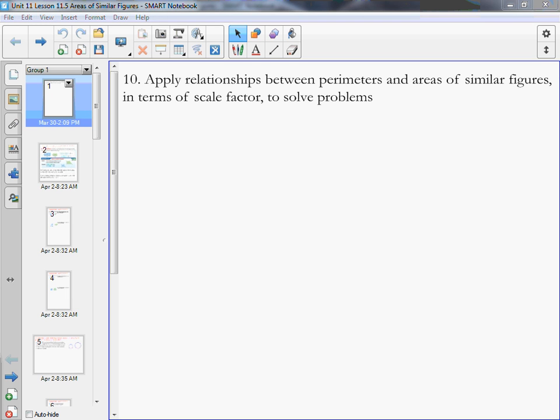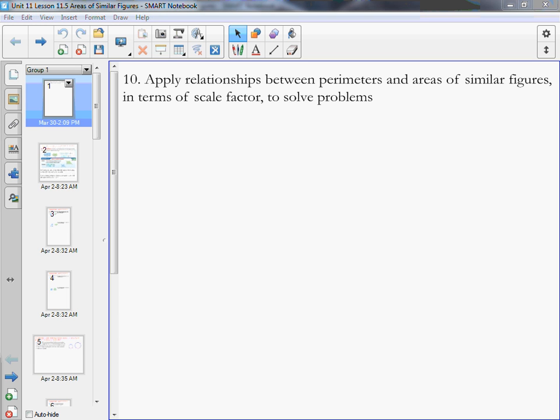Starting on page 802, we just have the one learning target. Apply relationships between perimeters and areas of similar figures in terms of scale factor to solve problems. All right, so we're not having a new area formula. We're not finding the area of some new type of polygon or circle or any other kind of geometric figure.